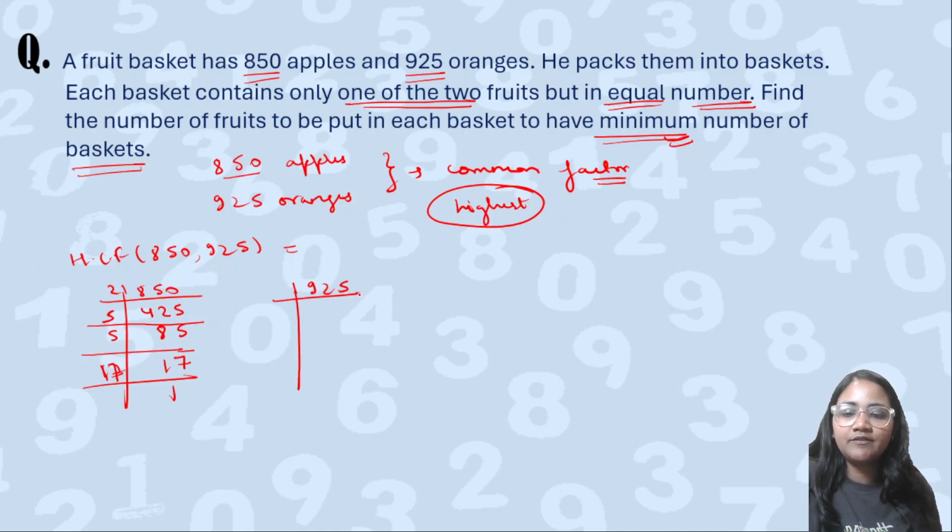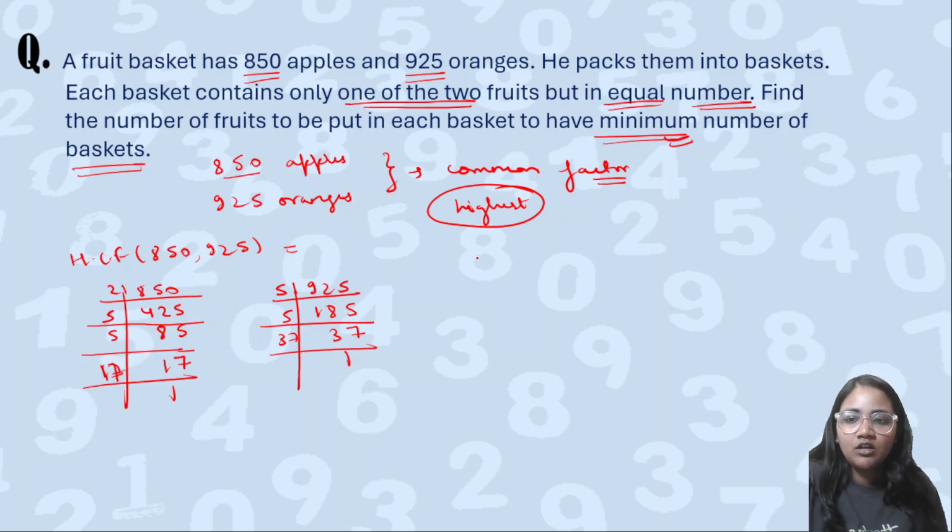925, 9, 10, 11. 11 plus 5 is 16. It's not going by 3. So it will go directly by 5 only. Let's see. 5 times 1 is 5. 5 times 185, then again 5, 37. And we have 37, 1. Because 37 is again a prime number. It will not go by any other number.